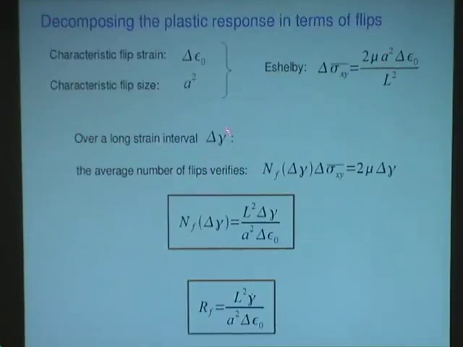Now it means that if you look at a long strain interval, the number of flips times the stress released by each flip must be equal to the whole stress you load on your system. And that sets the number of flips over an interval delta gamma. Essentially, the number of flips is proportional to the volume of the system and proportional to the strain. I'm just saying that introducing these 2 parameters sets a density of flips per unit volume and per unit strain. As soon as you are working at finite strain rate, there is a rate of flips, and the rate of flips has this form.